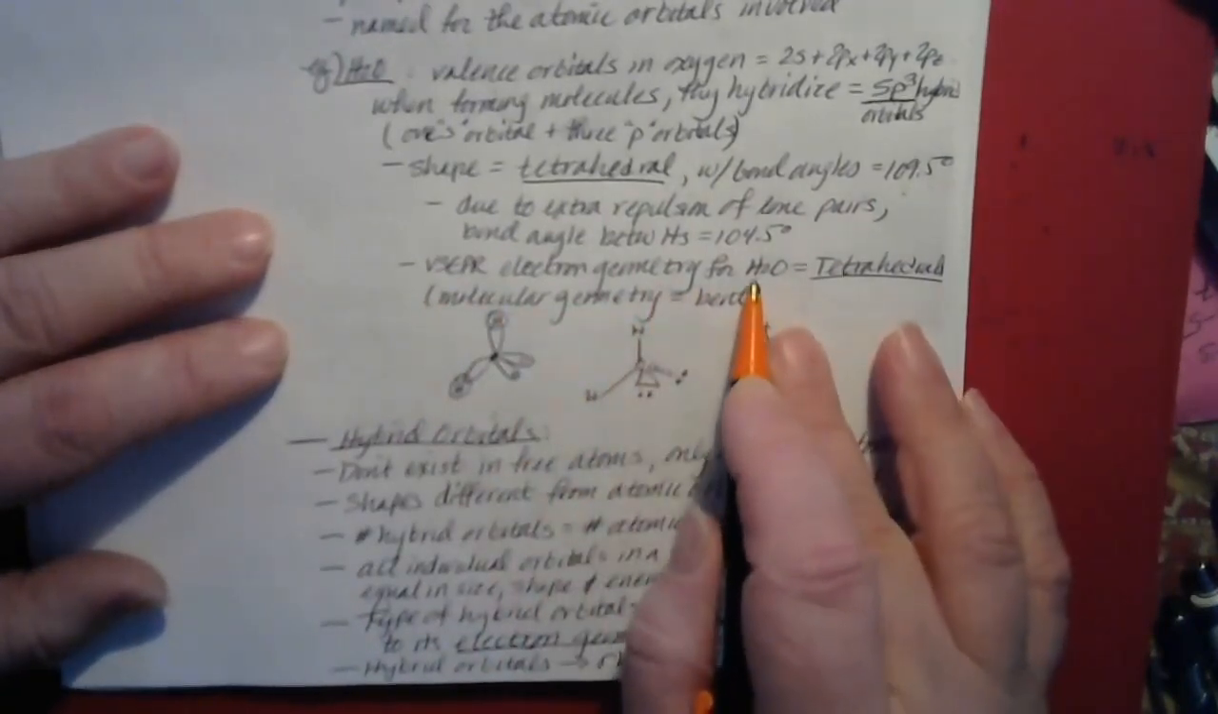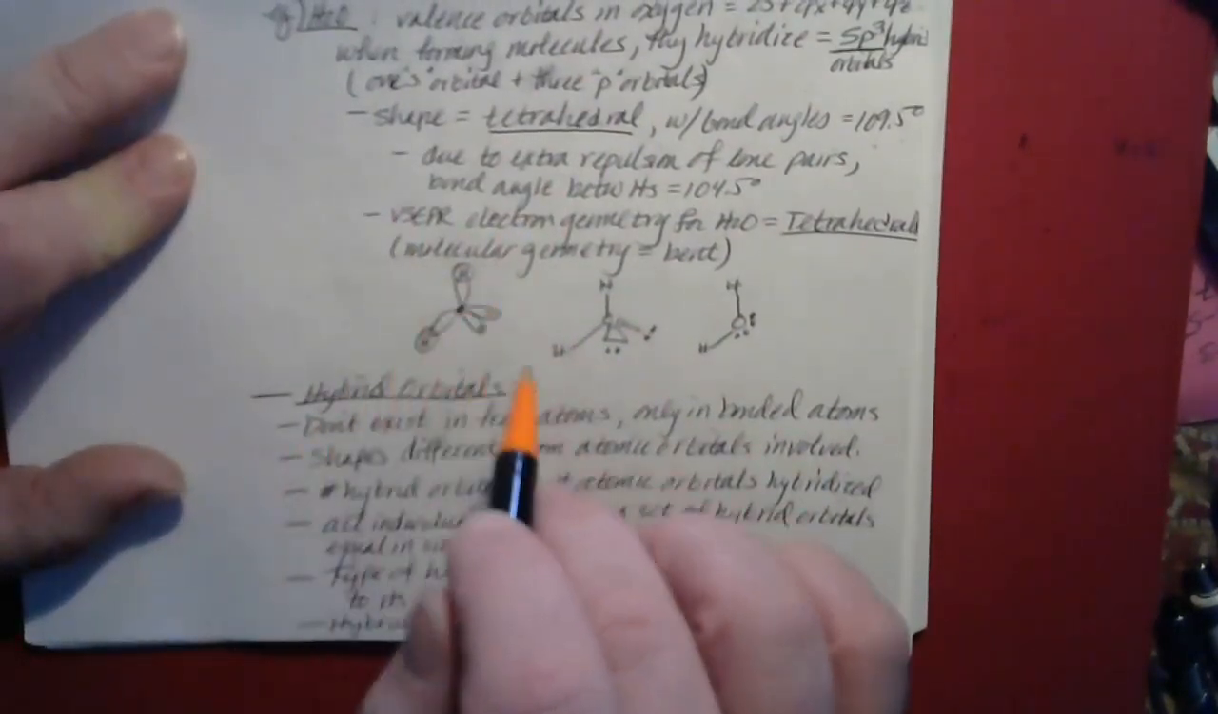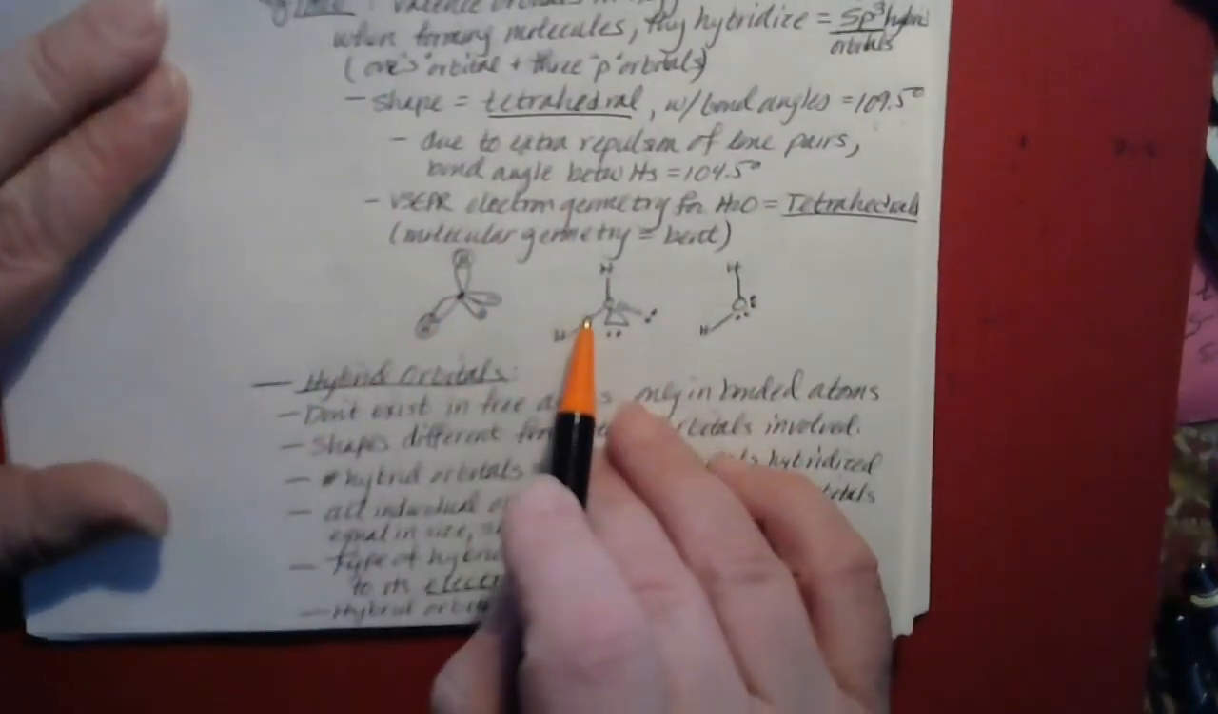Okay, so the VSEPR electron geometry for H2O is tetrahedral. And that happens to be the geometry of an sp3 hybridized set of orbitals. And that's because oxygen actually has an sp3 type hybridized set of orbitals in H2O. Okay, and of course, as we already established, the molecular geometry for H2O is bent, because when we're naming the molecular geometry, we don't count the lone pairs.